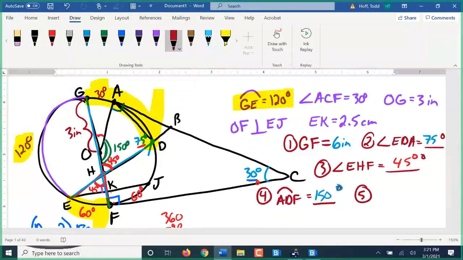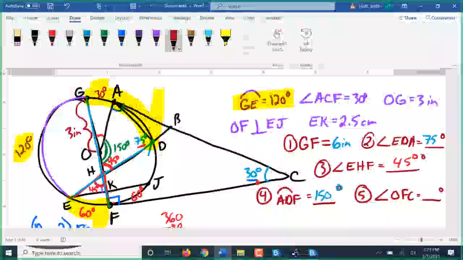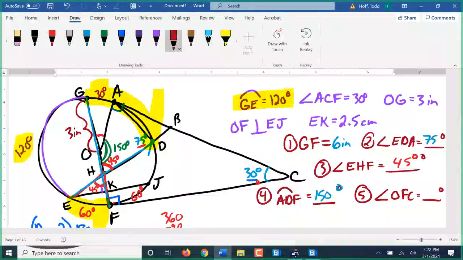Next, let's find FC. FC. Once you pick that one out, see if you can find the angle FC quick. It is 90, because OF is a radius, FC is a tangent, so it is just 90 degrees.